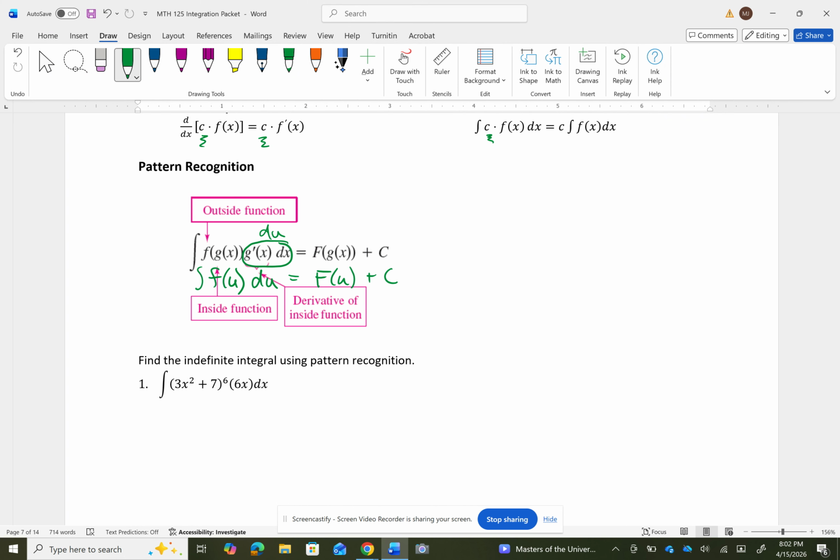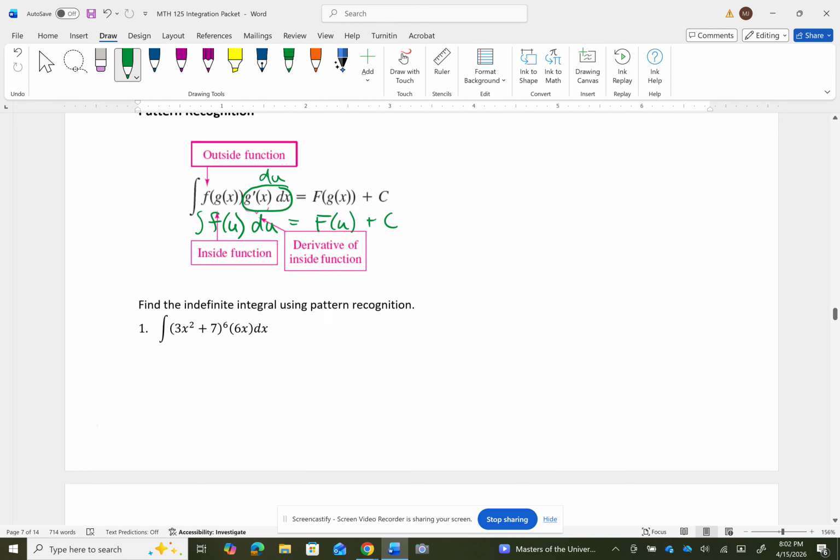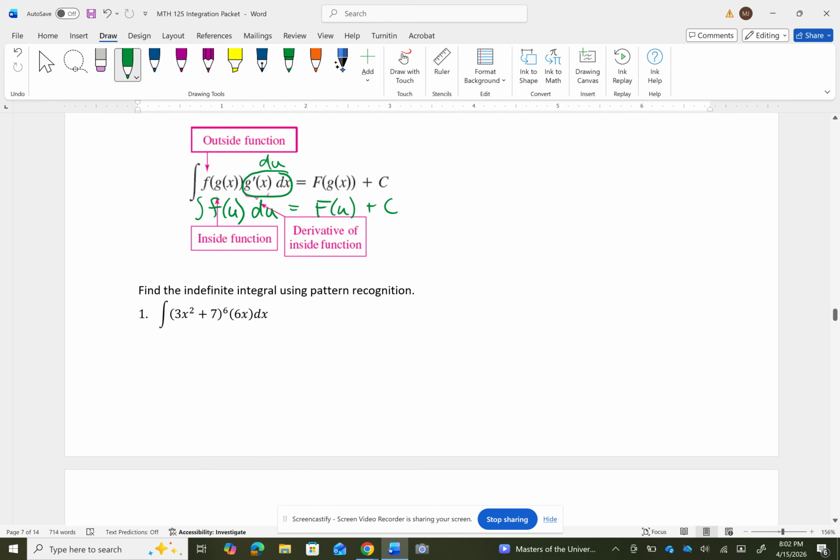All right, so if we wanted to try to integrate this problem right here, let's just think about this. What we would notice, or hopefully notice, is that the inside function, 3x squared plus 7, its derivative is right here. That's the 6x. That's where that would have come from.